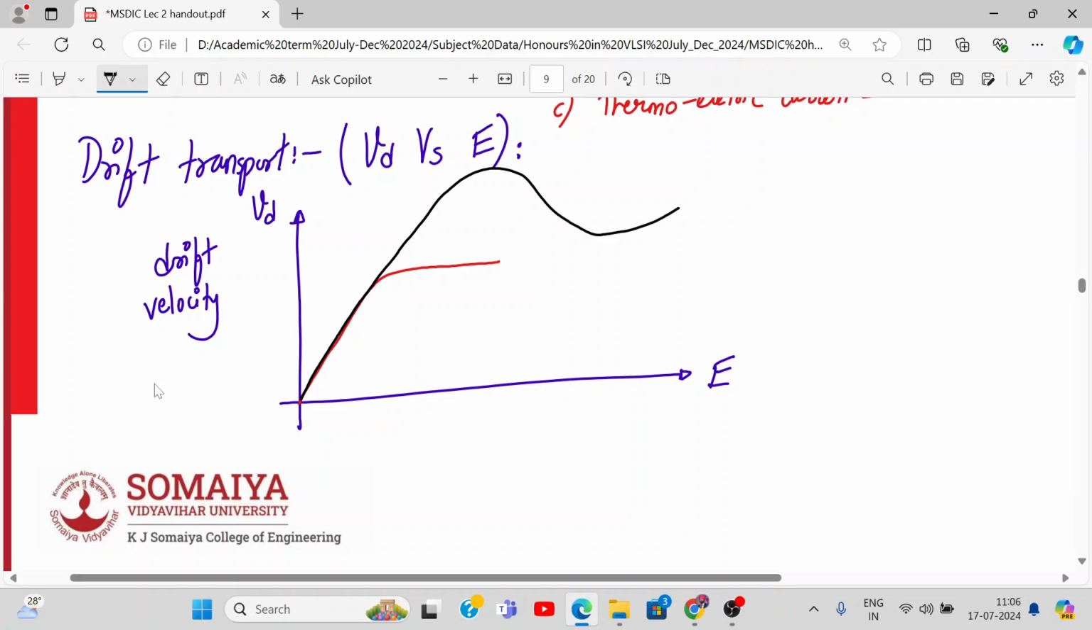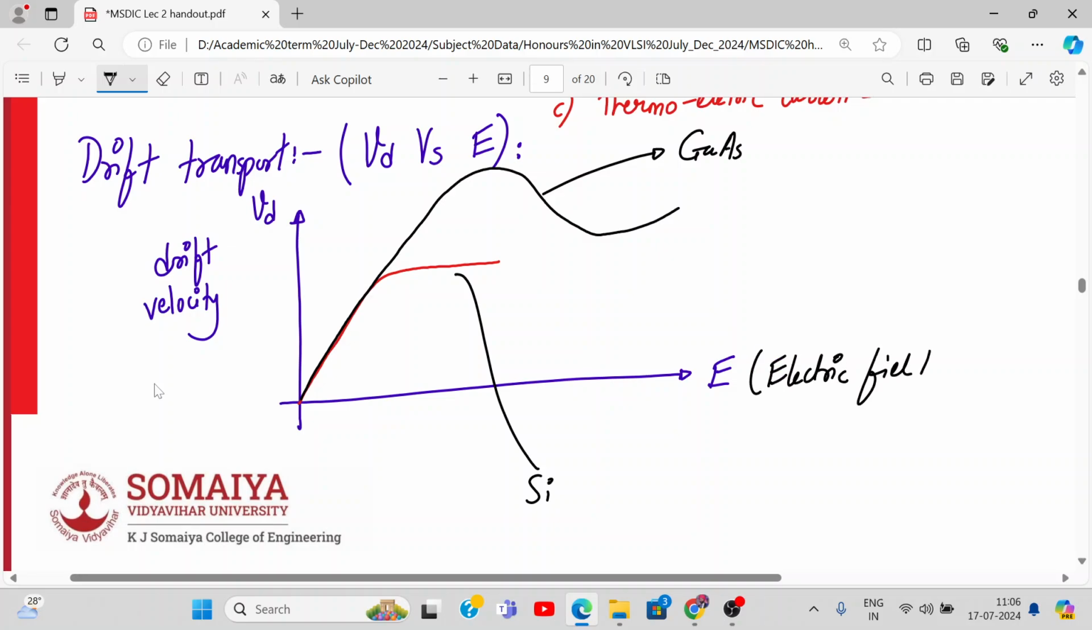This is for compound semiconductors, let's say gallium arsenide. This first one is for a single elemental semiconductor, made up of only one material, and this is for compound semiconductors, made of two or more materials. This is the electric field, x-axis. Most semiconductor materials will see such a behavior.